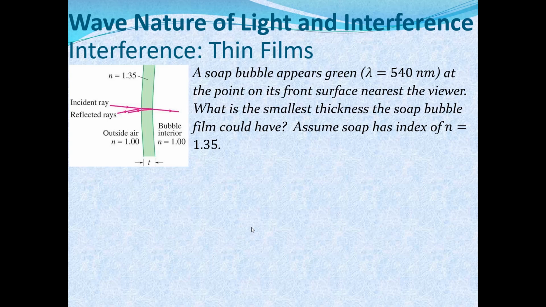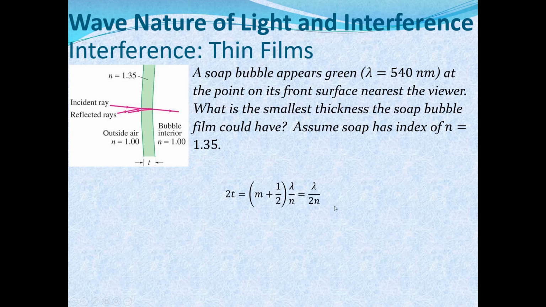All right, so they want the smallest thickness that the soap bubble can be, and according to this, it's going to end up being a single hard reflection. We're going to get the hard reflection on the first surface, but not on the second surface. So that means I'm going to have half plus a 0. I'm going to make this m plus a half here.